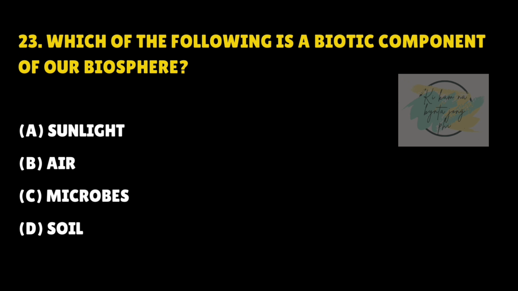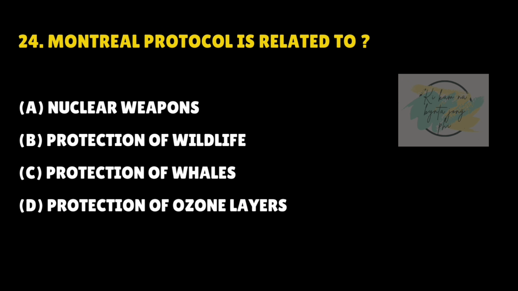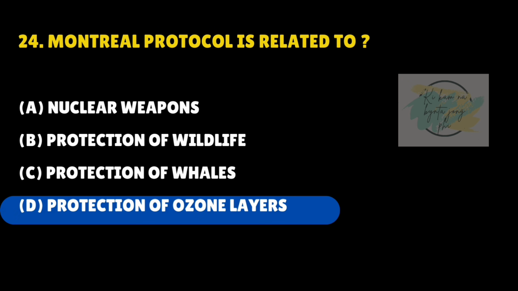Which of the following is a biotic component of our biosphere? Answer is C. Microbes. Montreal Protocol is related to? Answer is the protection of the ozone layer.